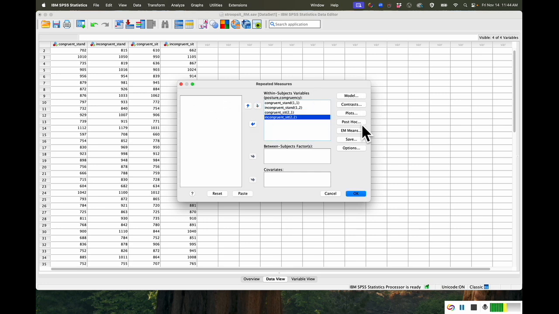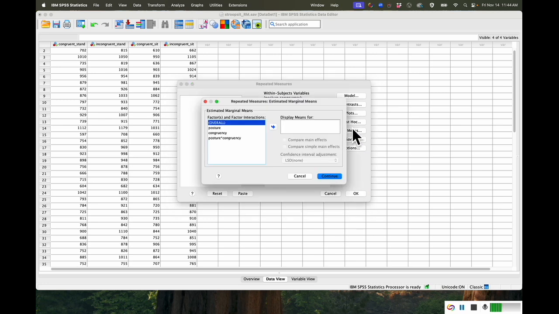Now we don't need to worry about doing any contrasts or such because we only have two levels, but because we have an interaction that is possible here, you can go to estimated marginal means. Posture and congruency, again, because we're just dealing with two levels, we don't need to do comparison of main effects, but we can look at posture and congruency, compare simple main effects.